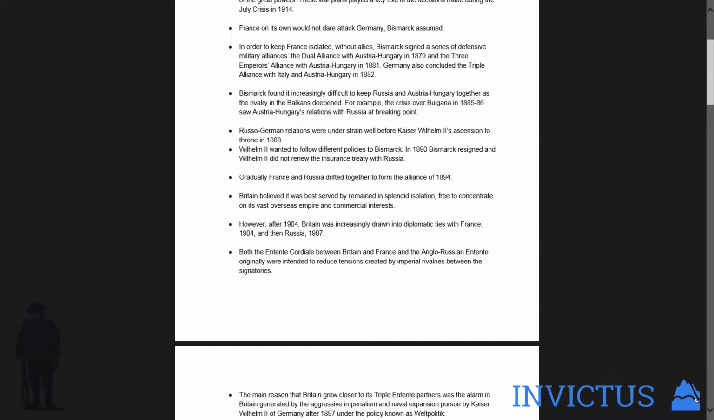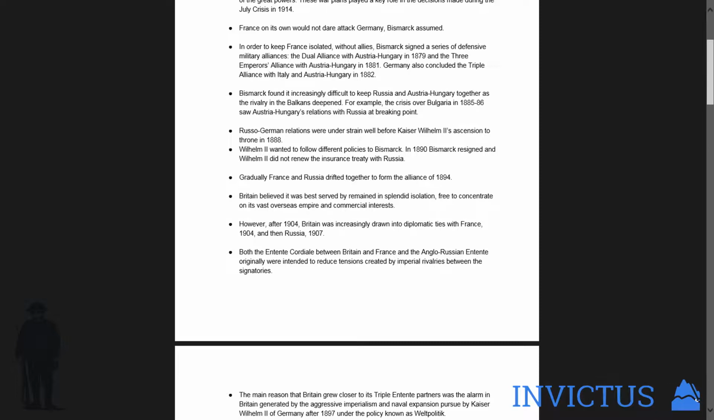Bismarck, the very, very sneaky guy, signed a series of defensive military alliances. His aim was to isolate France. For example, the Dual Alliance with Austria-Hungary, the Three Emperors' League with Austria-Hungary, and the Triple Alliance of Italy and Austria-Hungary. If you look at the maps, you will see it's quite geographically and politically significant because it pushed France into one corner. Unfortunately, Bismarck found it increasingly difficult to keep Russia and Austria-Hungary together because there was trouble in the Balkans.